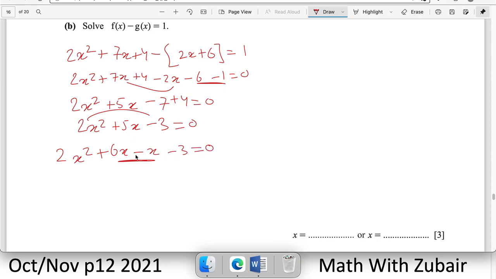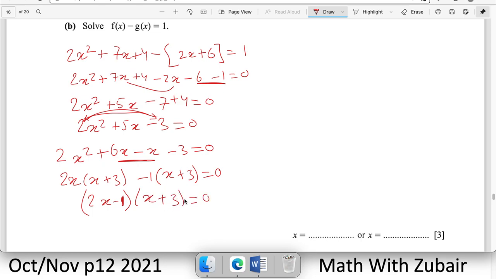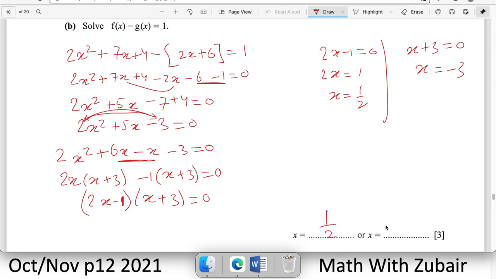When you add these two, you get 5. When you multiply these two, you get negative 6x squared. So take out common. This is 2x minus 1 common, and this is again x plus 3 is equal to 0. 2x minus 1 times x plus 3 equals 0. First bracket equal to 0: 2x is equal to 1, x is equal to 1 by 2. Second bracket equals 0, so x is equal to minus 3. For the given condition, x is 1 by 2 or minus 3.